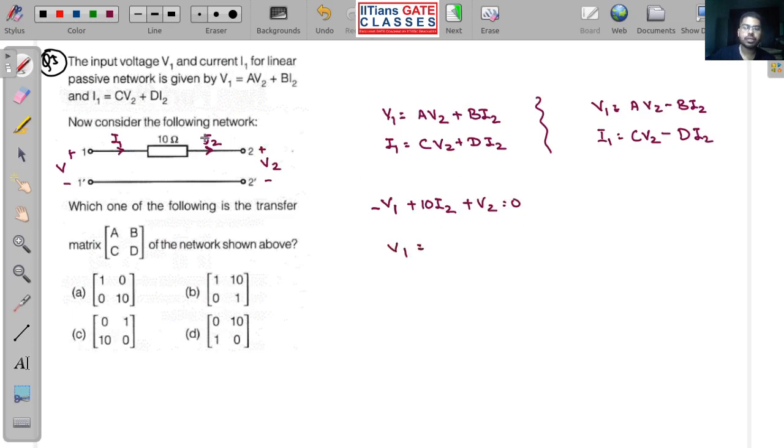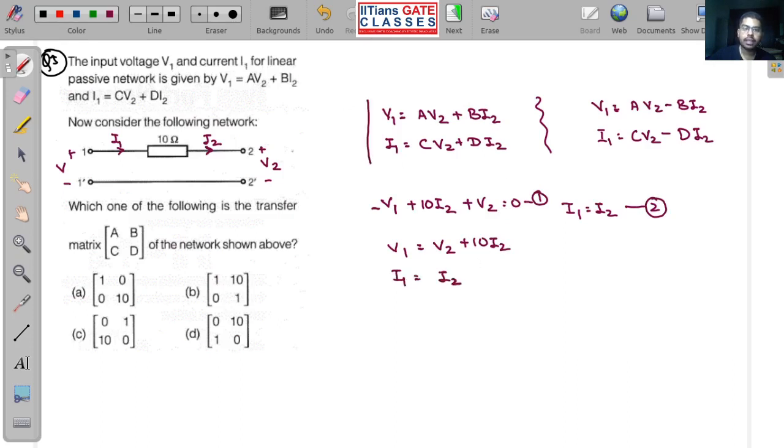I1 is equal to I2. Can I say this? I1 is equal to I2 because this is connected in series. So I1 will be equal to I2. So this is my second equation. This is my first equation. So V1 is equal to V2 plus 10 I2, and I1 is equal to I2.